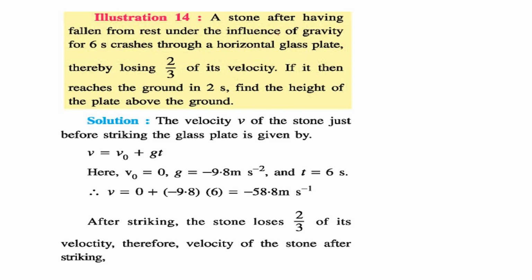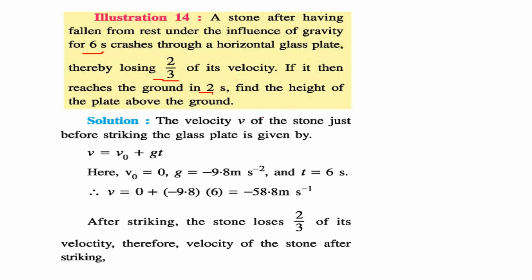A stone, after having fallen from rest under the influence of gravity for 6 seconds, crashes through a horizontal glass plate, thereby losing 2/3 of its velocity. So only 1/3 velocity will remain. If it then reaches the ground in 2 seconds, find the height of the plate above the ground. So what is there?